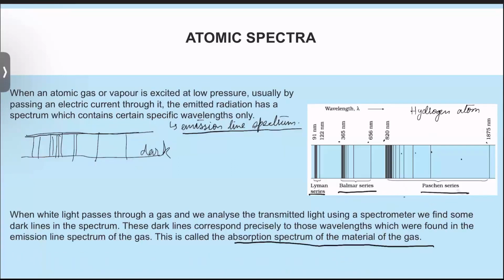What is the visible region? These are the wavelengths between say 365 to 656 nanometers. This is the only area that is visible to the human eye, so it is called the visible region of the wavelength spectrum. This was first noticed by Balmer, so it is called the Balmer series.